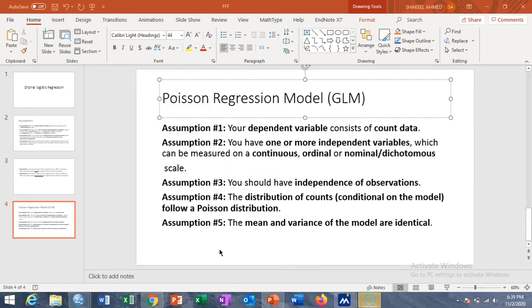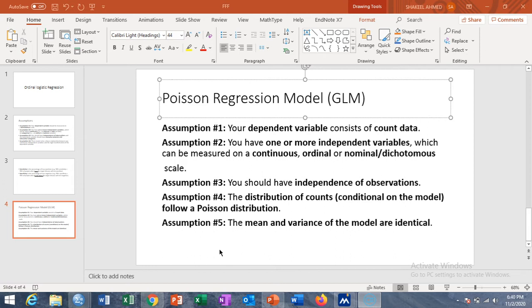In today's tutorial, we'll learn how to apply a Poisson regression analysis in SPSS, or how to perform a Poisson regression model in SPSS. The Poisson regression is basically a generalized linear regression which assumes that the dependent variable is a count and the independent variables can be measured on any scale of measurement like ordinal, nominal and continuous scale of measurement.